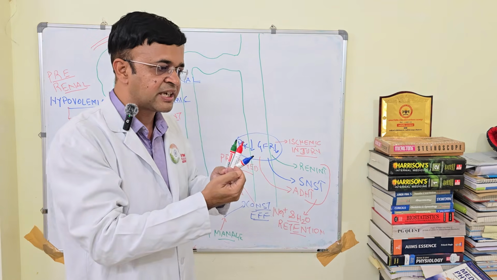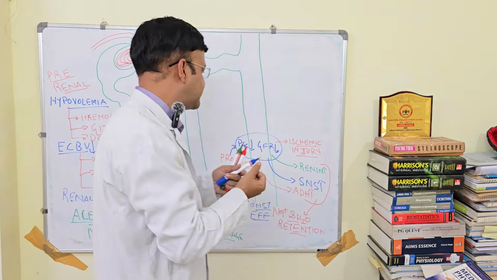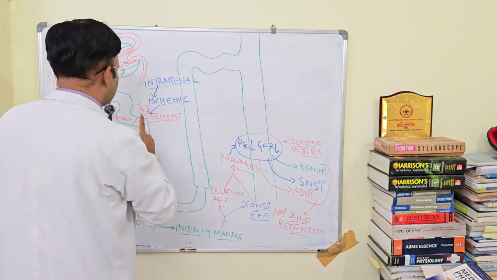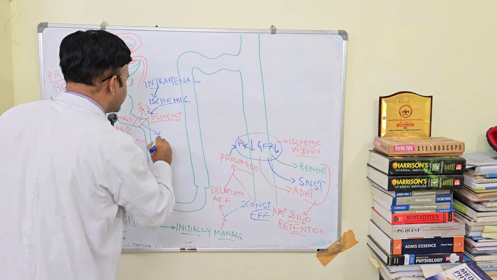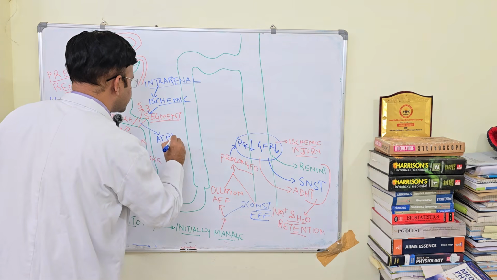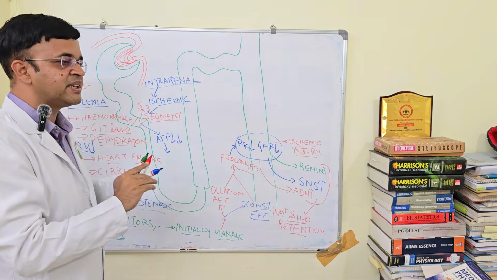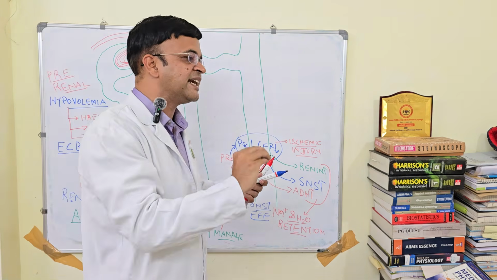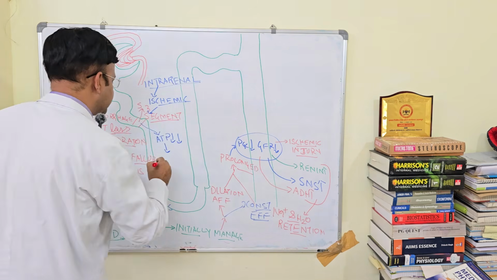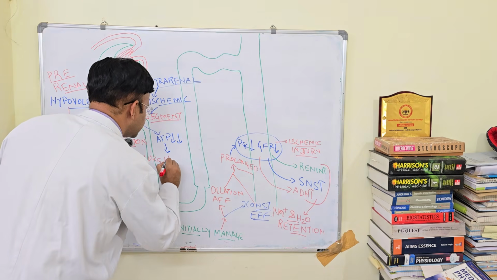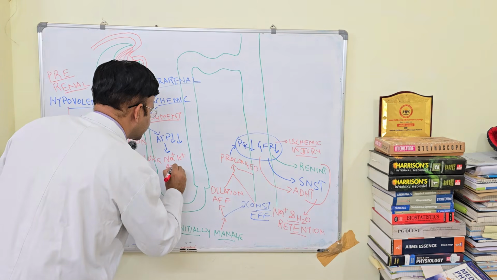Now less oxygen translates into less ATP from mitochondria. Since the oxygen supply is less, the production of ATP is going to reduce. Now what does less ATP mean? It means you have less ATP for the running of the sodium potassium ATPase pump, so the pump function is going to reduce.